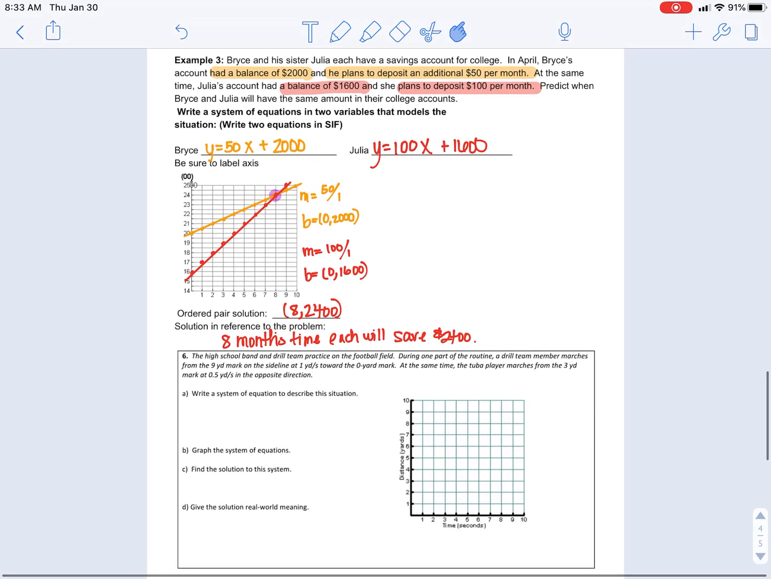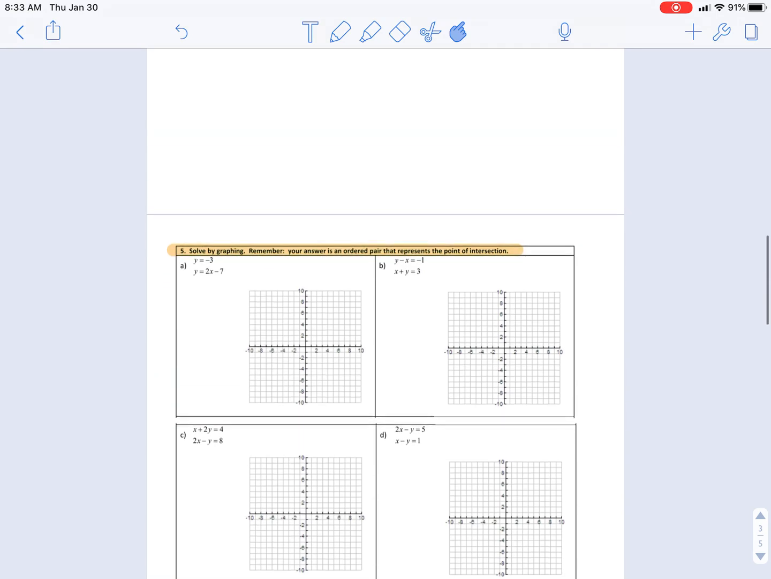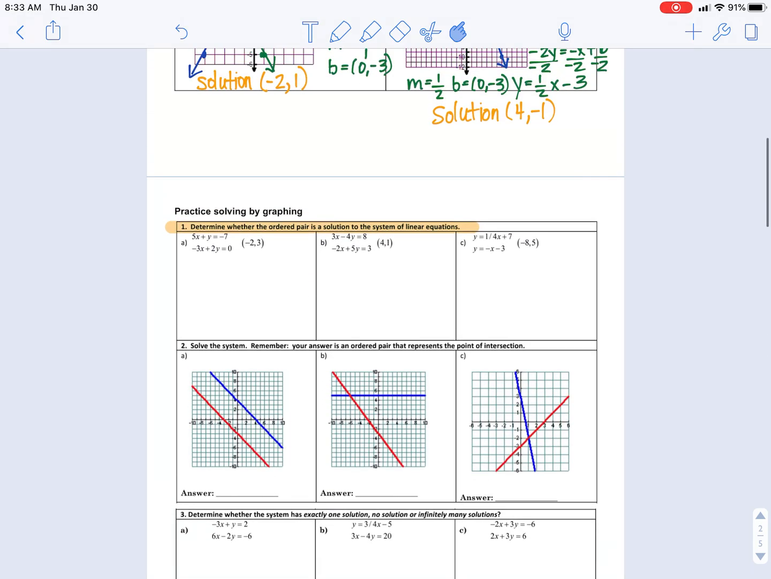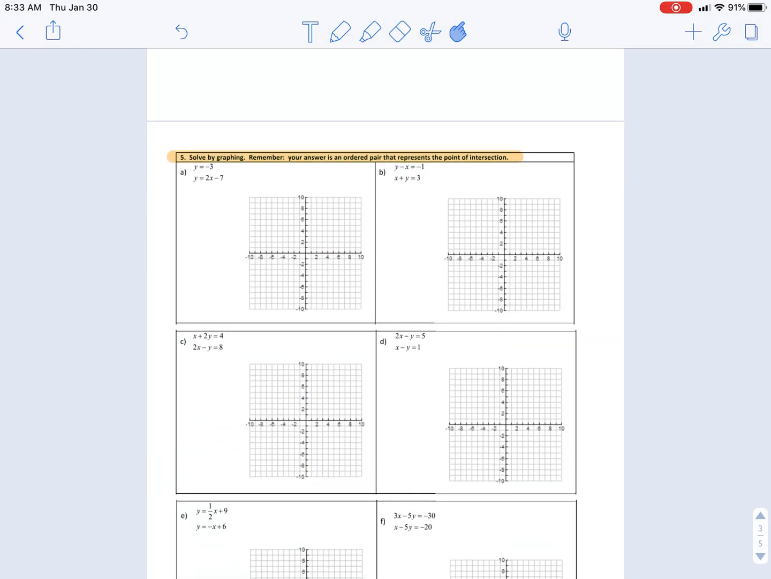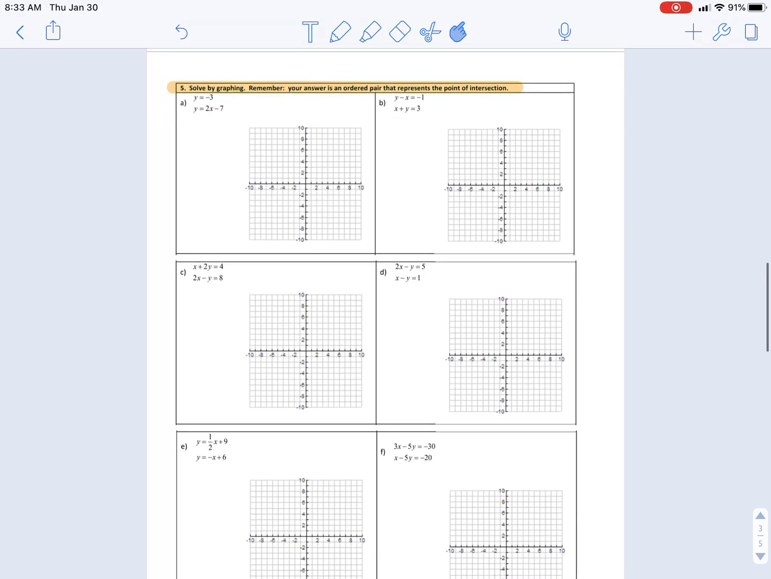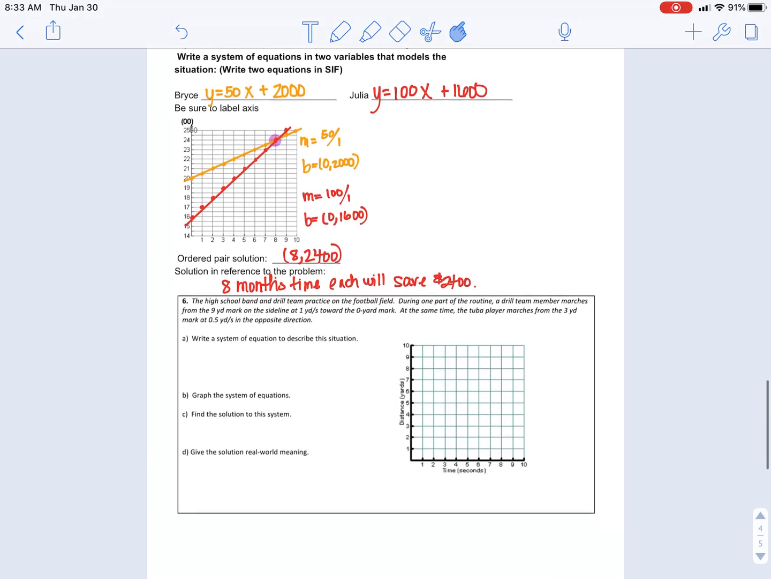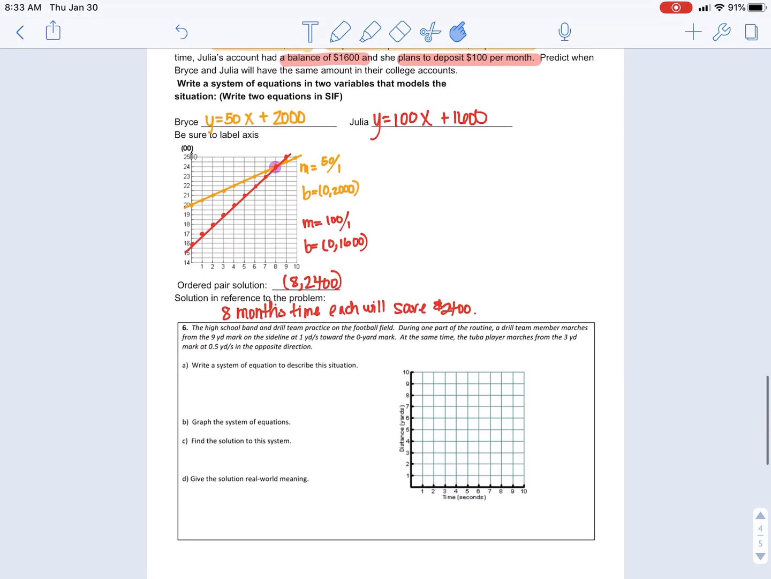All right, so now you are going to try to do the same thing in problem number 6, and then you can check your work. So again, to review what you should be doing on your own, you're doing number 1, problems A, B, and C. Then you're doing problem 5, A, B, C, D, E, and F, and then you're trying number 6 all on your own.